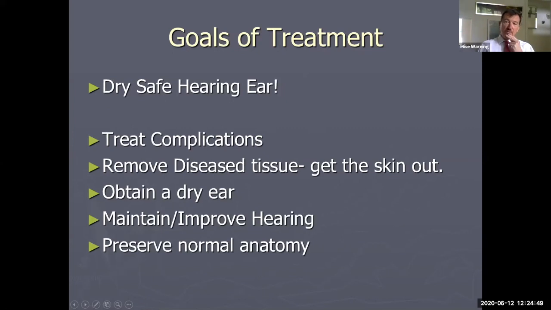And what are the goals of treatment? The goals of treatment are a dry, safe hearing ear, if you can do it. Certainly, when I first started as a consultant, I was quite keen to make sure that everything was fine and that the ears were all dry, but I didn't pay that much attention to the hearing. And some of this, I think, came about because people were a bit negative about tympanoplasty in some of the training that I had up to that.